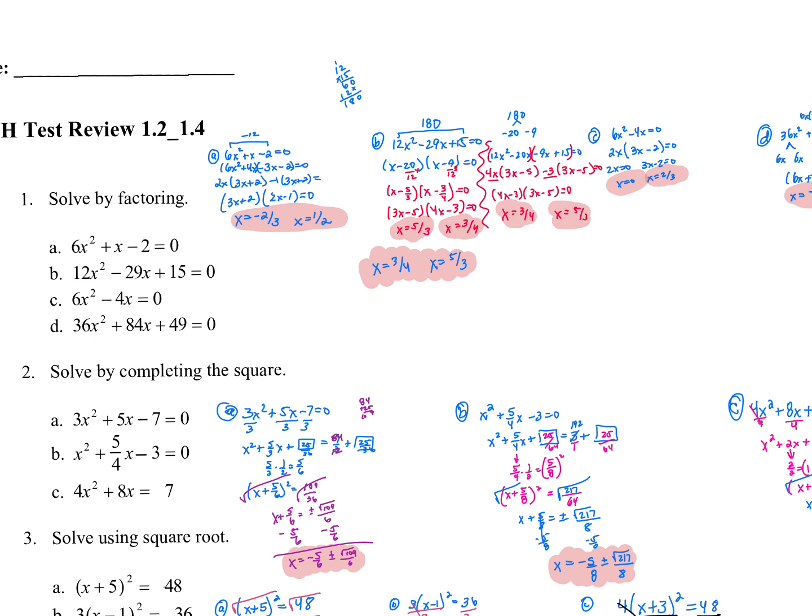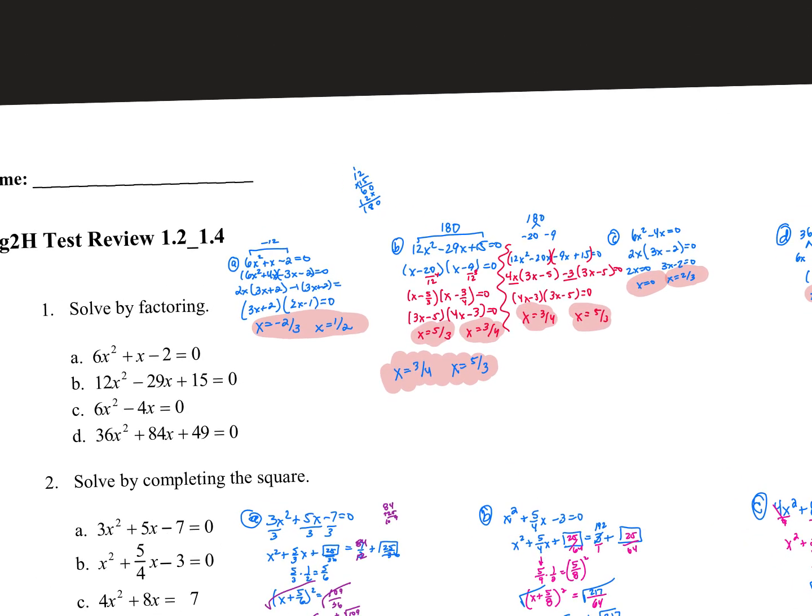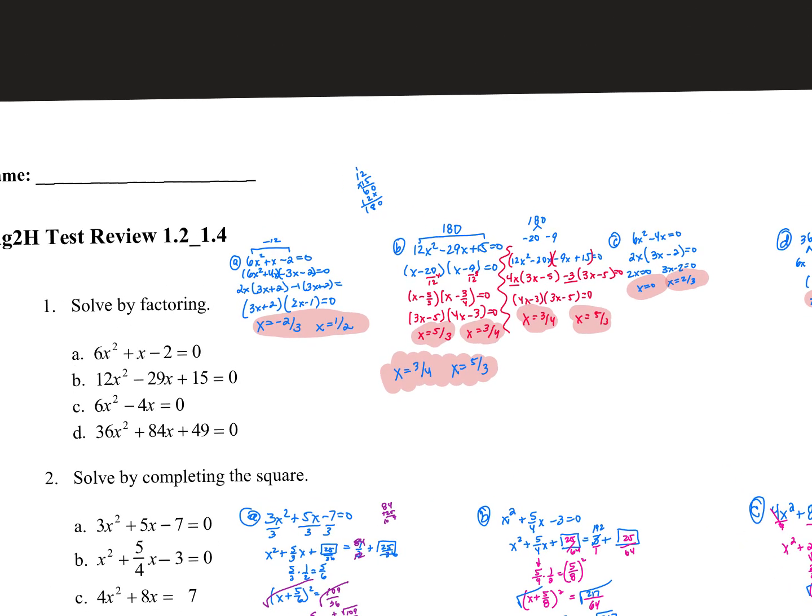Out of the 14, maybe there's 6 that say specifically how to solve. So this one's solved by factoring. This one's solved by completing the square. This one's solved by quadratic formula. And then the rest of them are going to just say solve, and you have to determine what is the best thing to do. So let's talk about how we can attempt these problems in a manner that will be time saving.